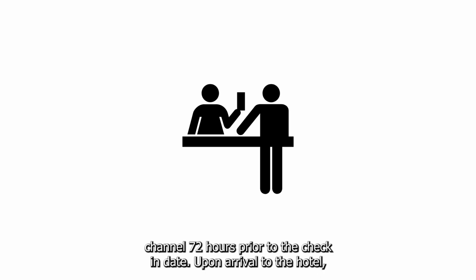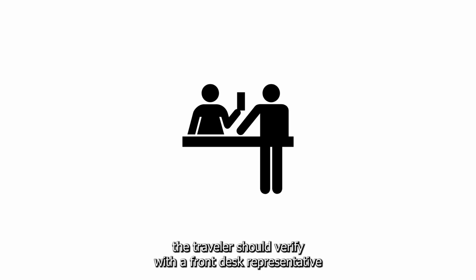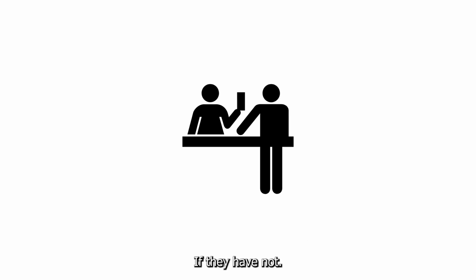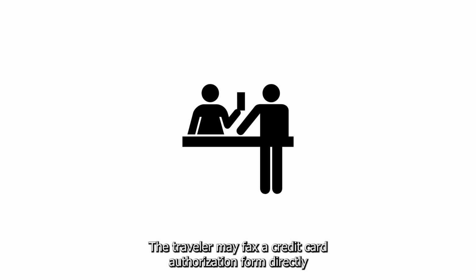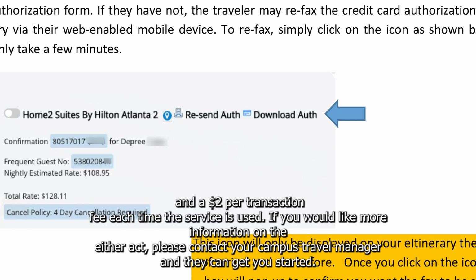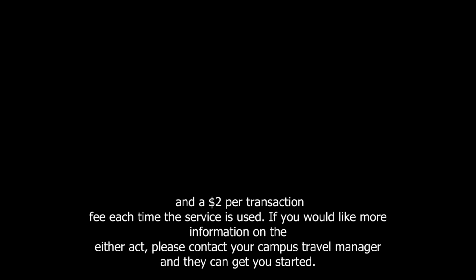Upon arrival to the hotel, the traveler should verify with the front desk representative that they have received the credit card authorization form. If they have not, the traveler may refax the credit card authorization form directly from their e-itinerary via their web-enabled mobile device. There is a one-time fee to set up a credit card for eDirect and a $2 per transaction fee each time the eDirect service is used. If you would like more information on eDirect, please contact your campus travel manager and they can get you started.